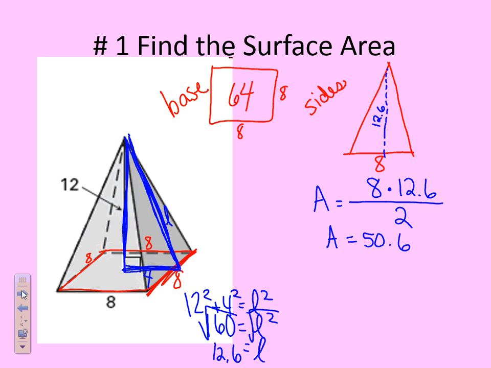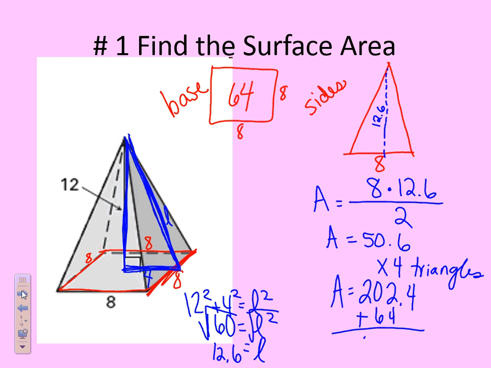So now how are we going to figure out the area of all 4 triangles? Well, we just multiply that by 4 because there are 4 triangles on the sides. So I'll keep that answer in my calculator, just multiply it by 4. The area of my triangles is 202.4-ish. But don't forget, I have that base of 64 in here. So I have to add that in, so it turns into 266.4 square units. So that's how I would go ahead and calculate the total surface area of a pyramid.